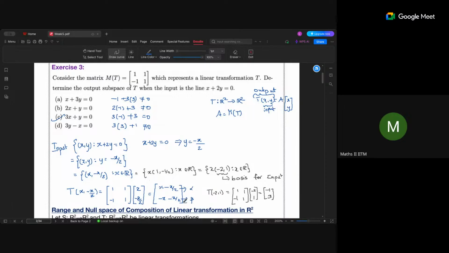You can also verify that 3 alpha plus beta will be 0. You can cross check that 3 alpha plus beta will be 0 when you use this. Maybe this is a lengthier route, so maybe this is an easier way to find the solution. Is this clear? Okay. So for this input line, the output line is this.